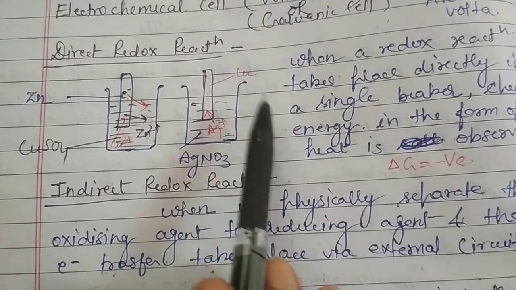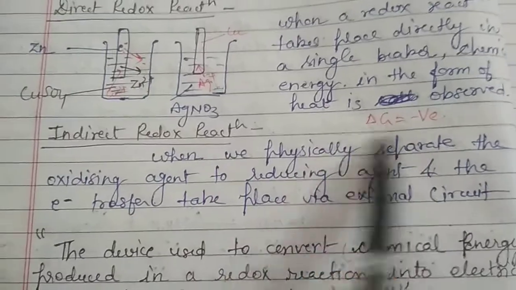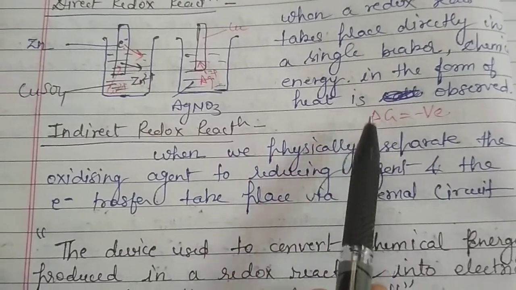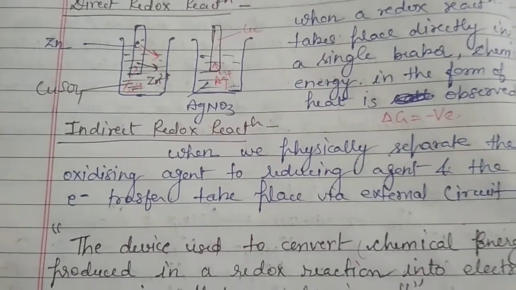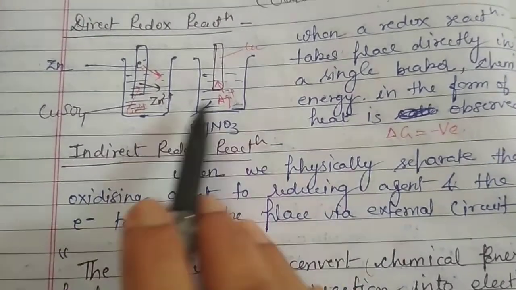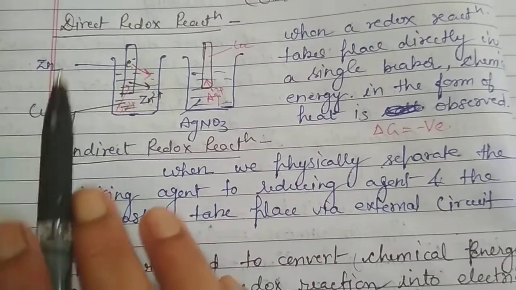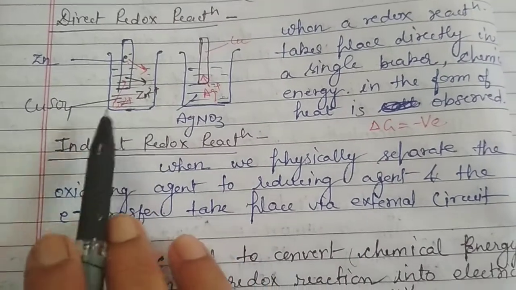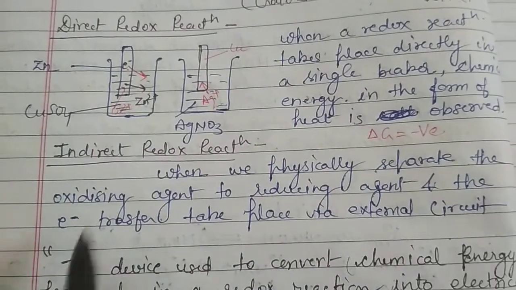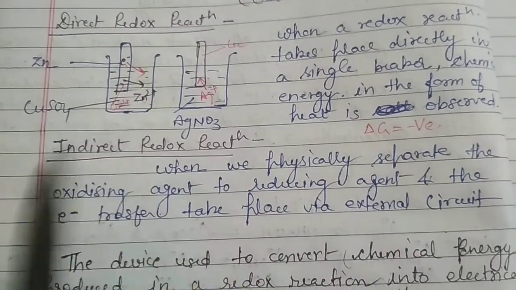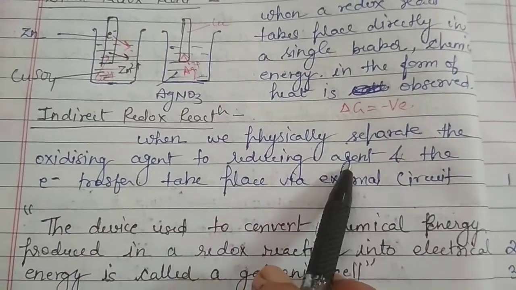If we convert this direct redox reaction to the indirect redox reaction, we would be able to utilize this Gibbs free energy by converting it into electrical energy. Now let's see what we are to do. If we carry out this spontaneous redox reaction in different beakers, by which this chemical energy can be converted into electrical energy, it is known as the indirect redox reaction. It means we physically separate the oxidizing agent from the reducing agent.